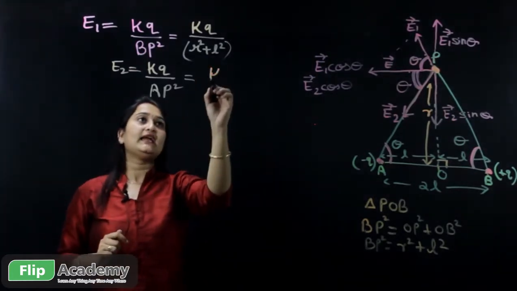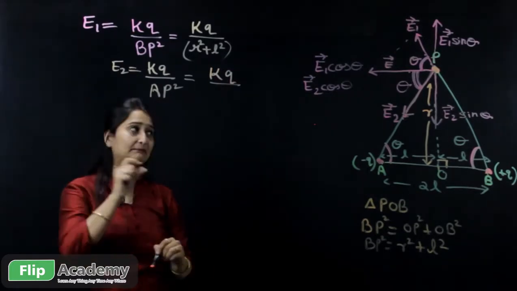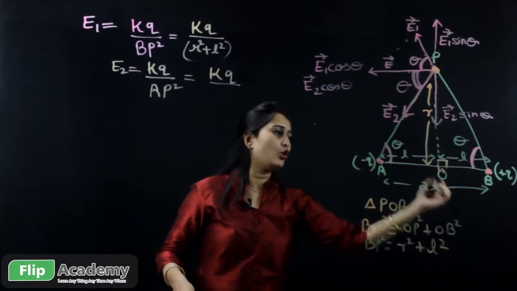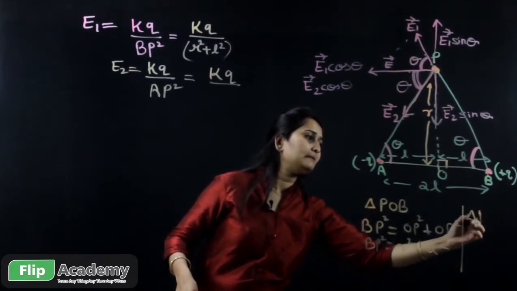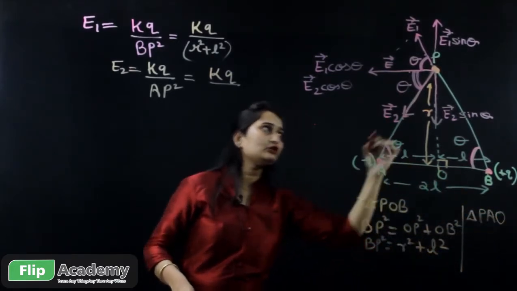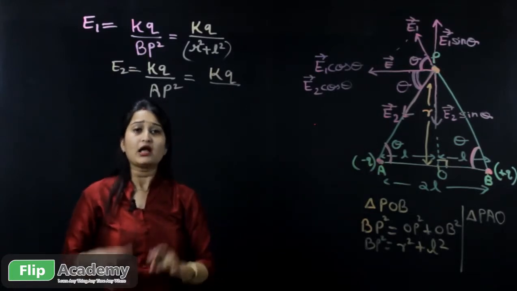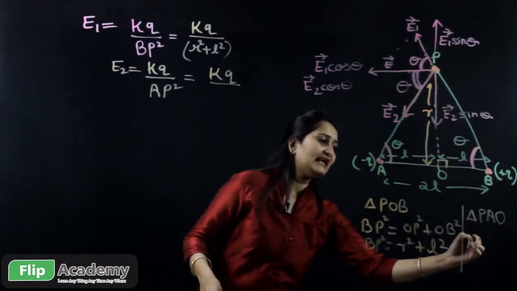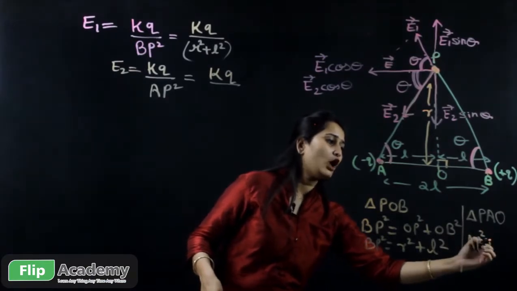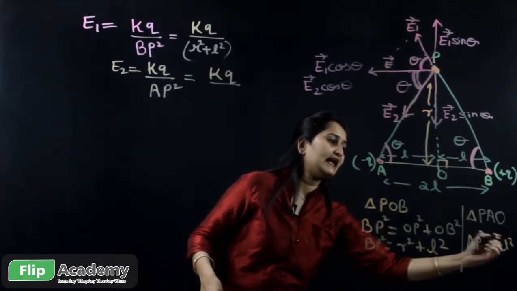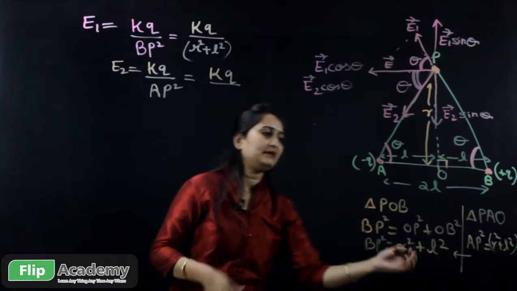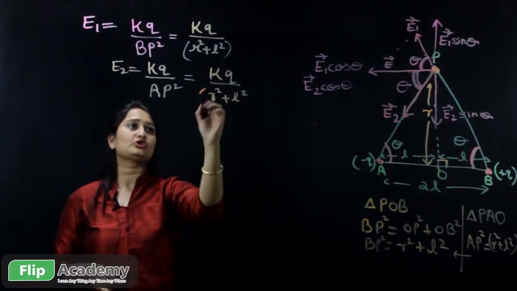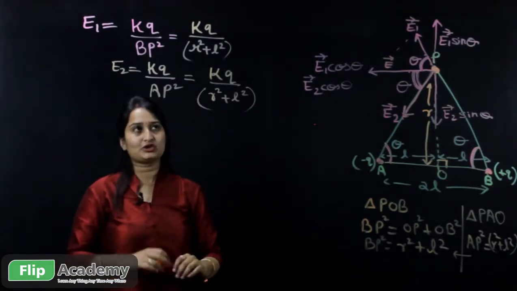Now, KQ remains constant. AP: in the triangle PAO, you can see this is also a right angle triangle. Working on the similar concept, you get that AP square now becomes r square plus L square. Similar concept that we have already worked upon. So substituting the value, it becomes r square plus L square.